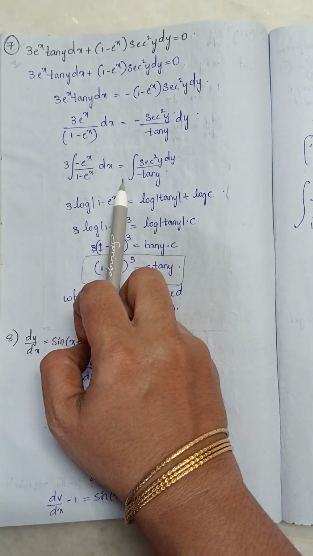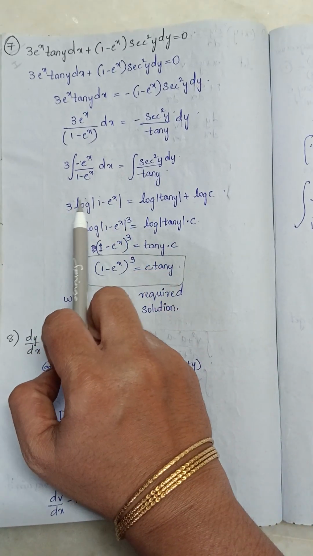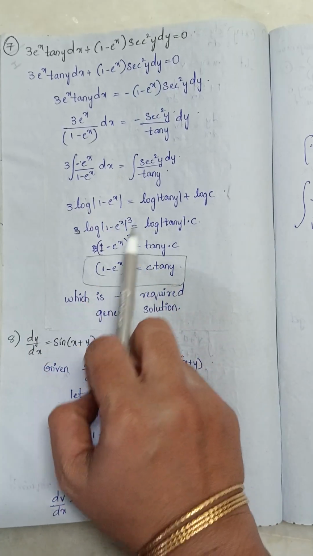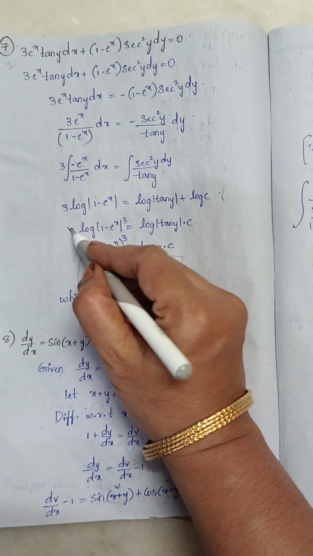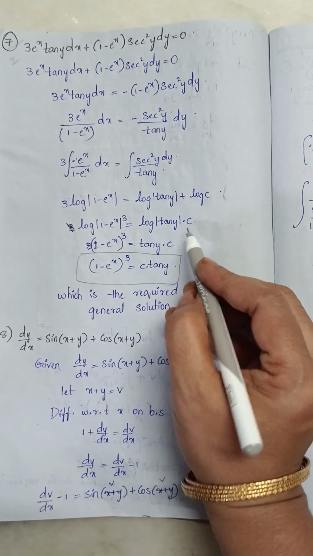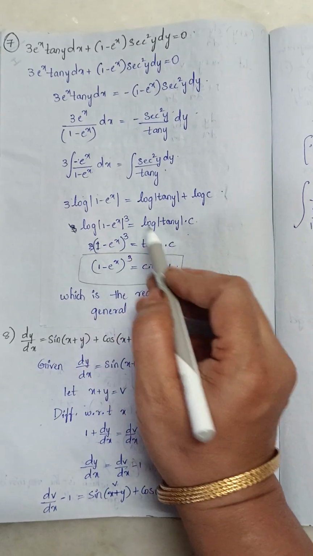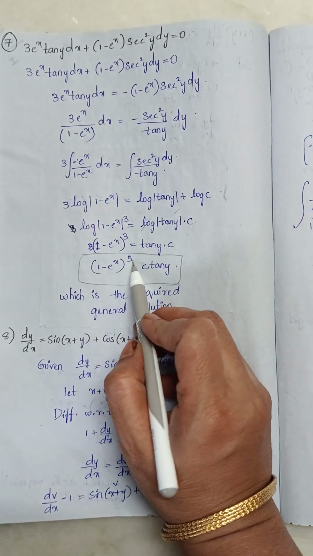3 take it as cube. I mean power. a log m means log m power a. That's why we are taking as cube here. And log y plus log a plus log b is log a into b. Again log gets cancelled. Then these terms will come.